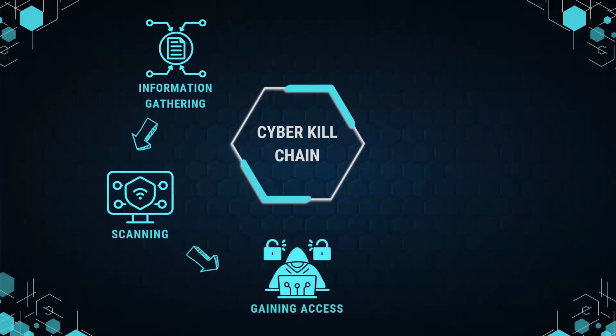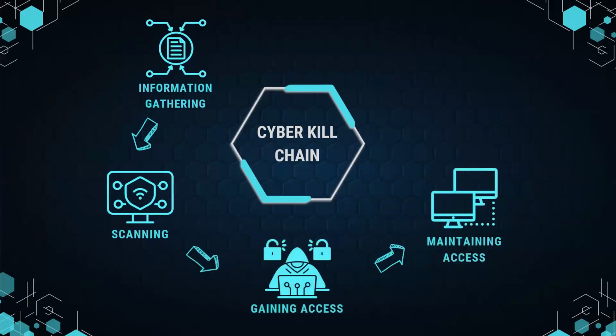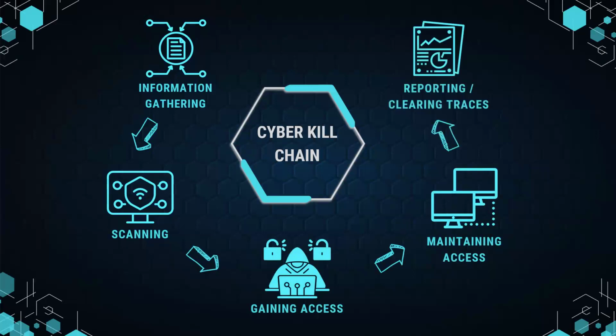Third step is called gaining access. Fourth step is called maintaining access. And the last step is called reporting or clearing traces. If you carefully observe, only in the last step, there is a choice between two different tasks. Either there is reporting or clearing traces.